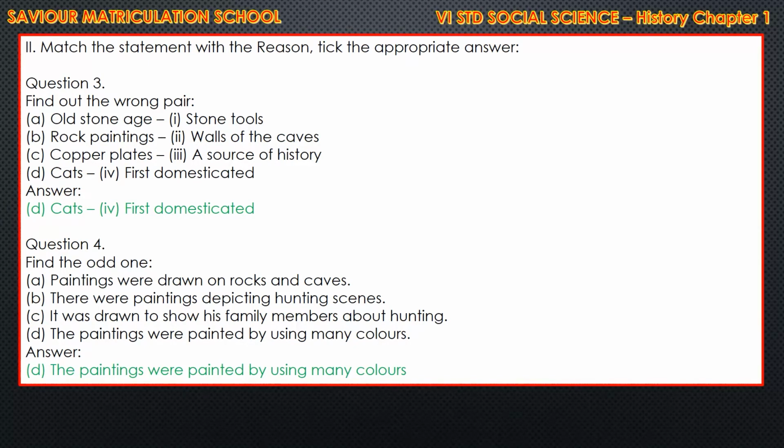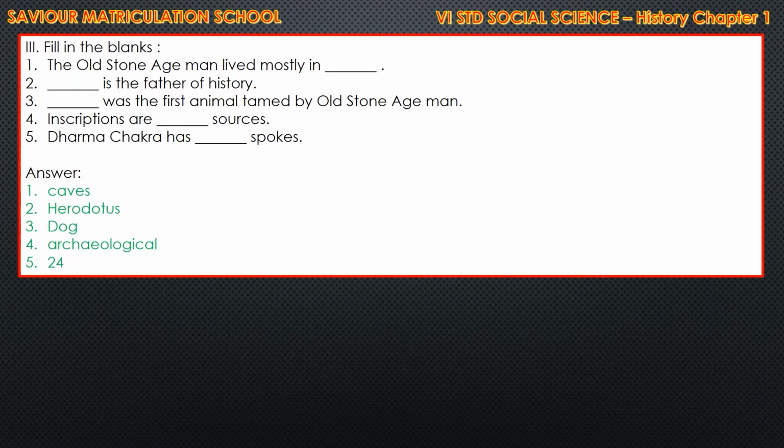And question number 4. Find out the odd one. The options are: paintings were drawn on rocks and caves. There were paintings depicting hunting scenes. It was drawn to show his family members about hunting. The paintings were painted by using many colors. Here, 4 sentences they gave you. You have to take one as the odd one. Which one is correct? D. The paintings were painted by using many colors is the wrong answer, and that is the odd one.